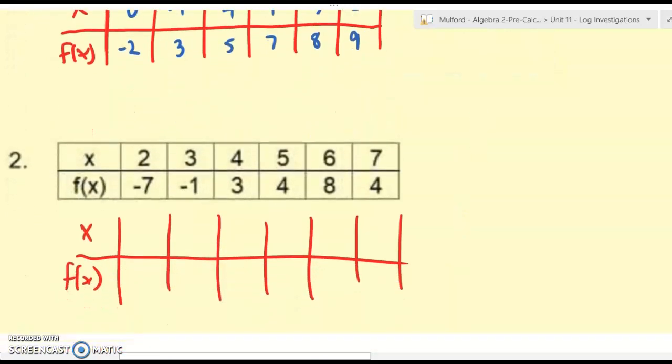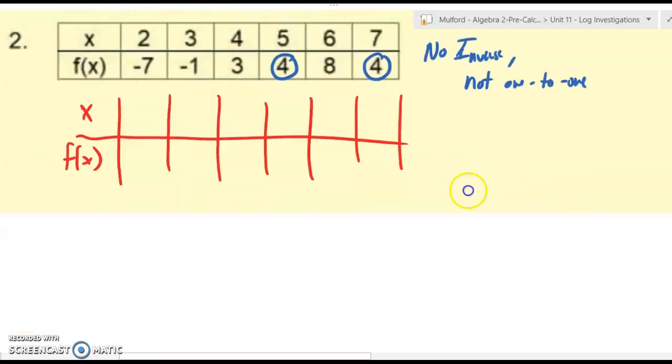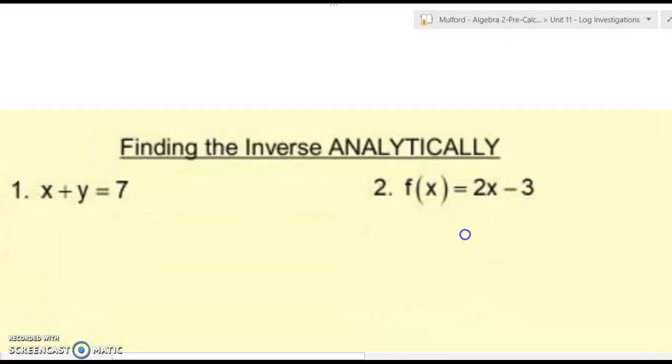In our next relation, it looks again like it's a function. All my x's are all good to go, no repeats. But I have a problem here with my y's in that I do have a repeat. So this is not going to have an inverse. It's not one to one. So I always want to check that first just to be sure. Because if it's not one to one, there's no point in finding the inverse. It doesn't exist.